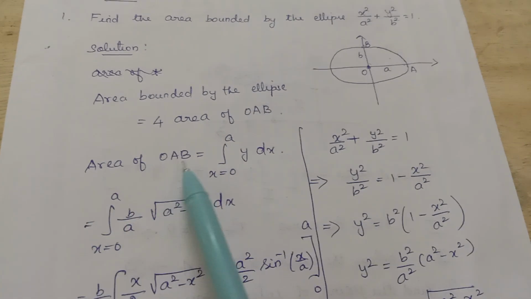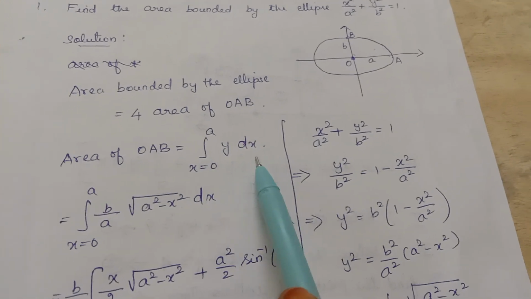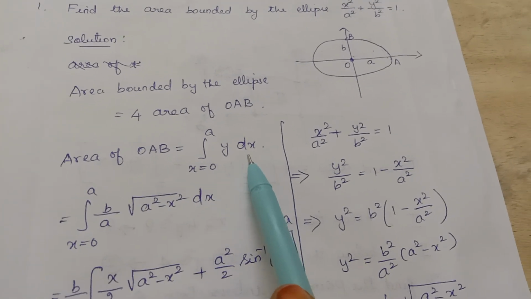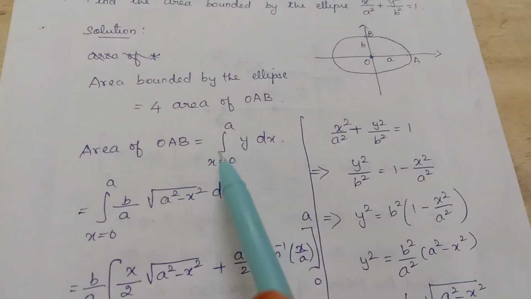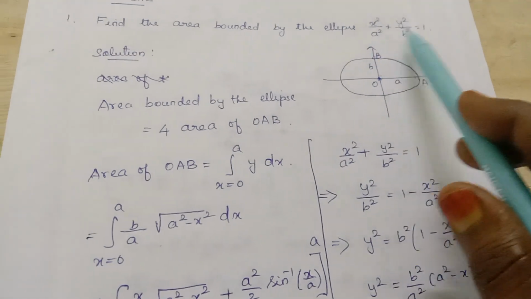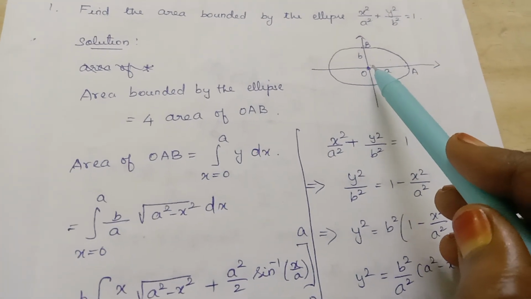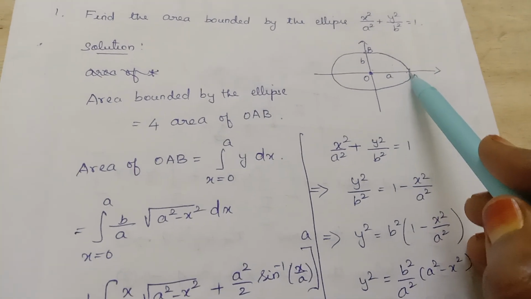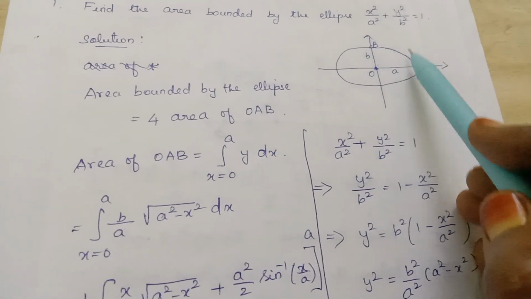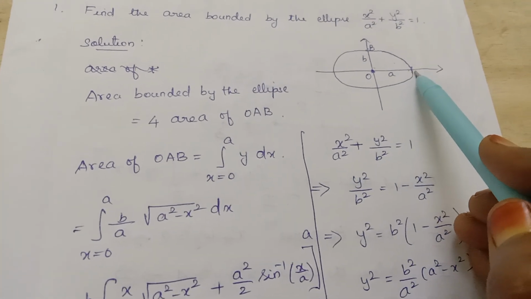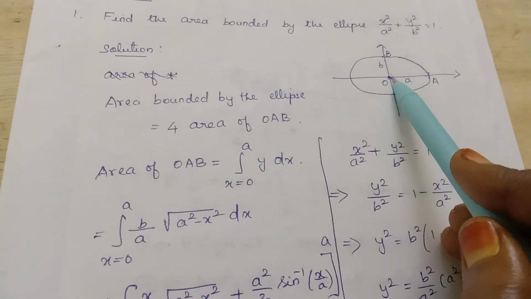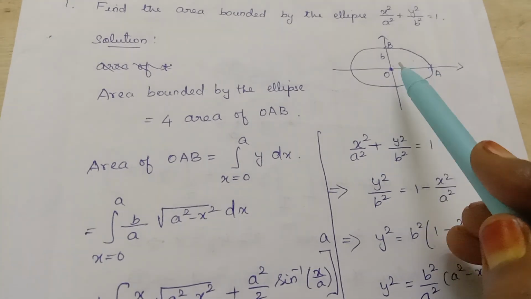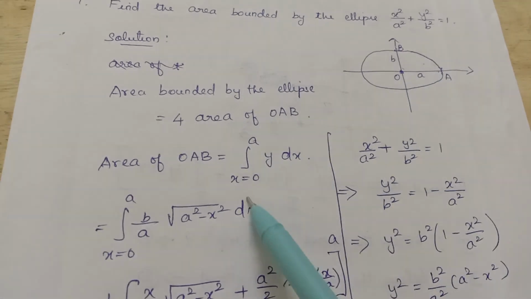So area is equal to integral, what is the formula? y dx. When you put y dx here, x is the variable of integration and you have to substitute the limits for x. From the equation of the ellipse, it is very clear that this point is a, since we have x square by a square. So this point will be a, from the properties of the equation of the ellipse. X varies from 0 to a. Only in the first quadrant we are integrating, so 0 to a only I am taking.